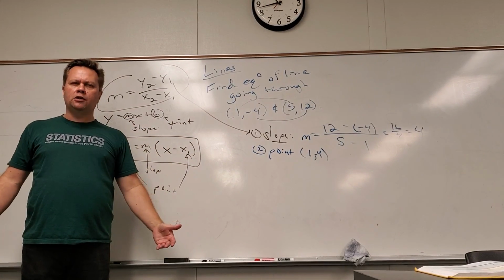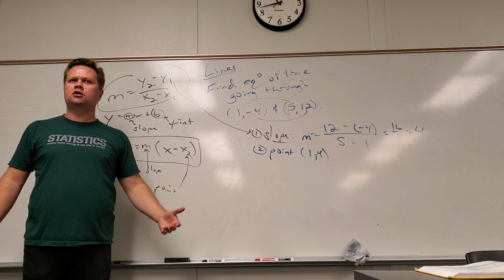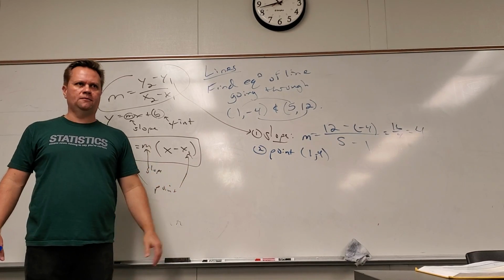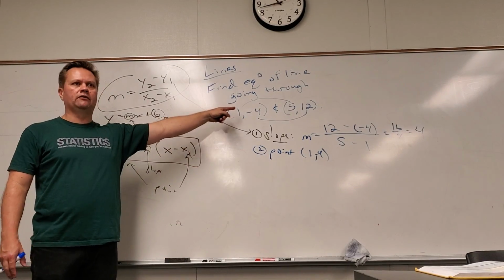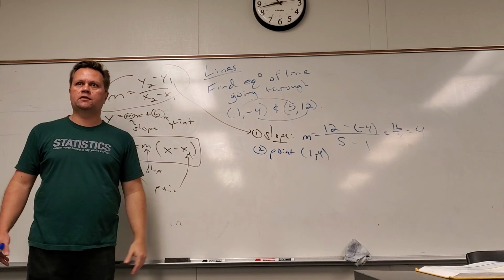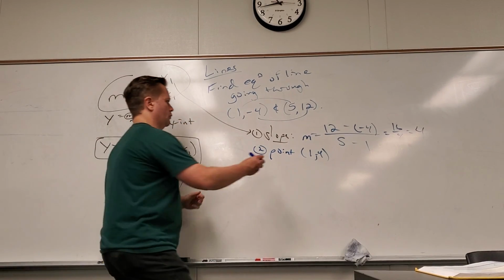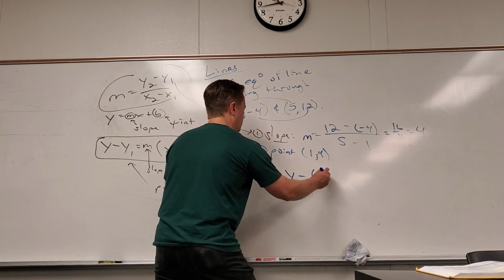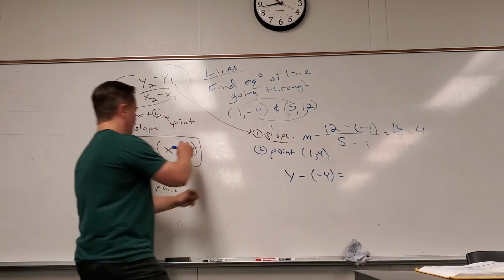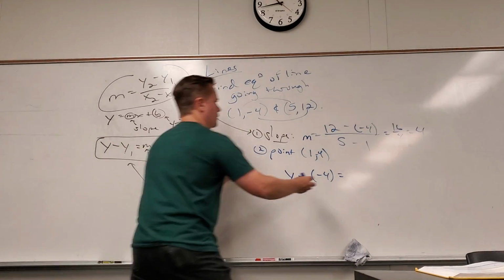So it doesn't matter which point you use, it shouldn't change the equation of that line. I happen to know 2 of the infinite points. Let me pick one of them. Either one is going to work. So what would this look like? y minus the y piece equals m times x minus the x piece.